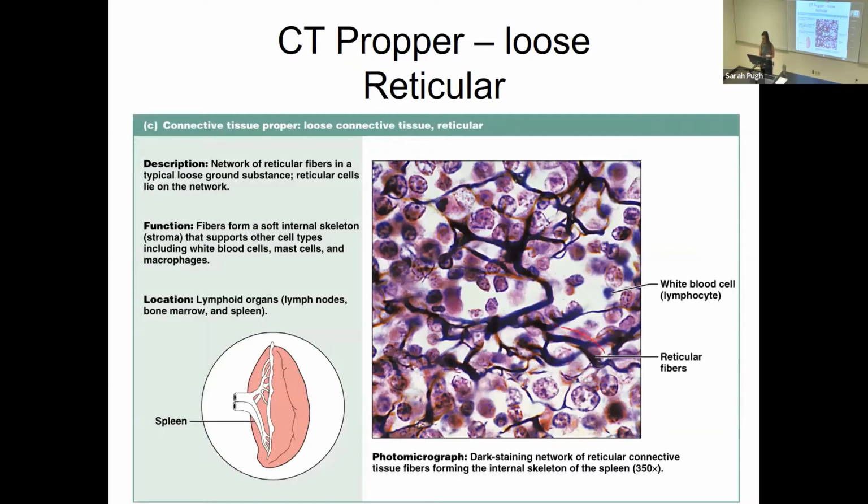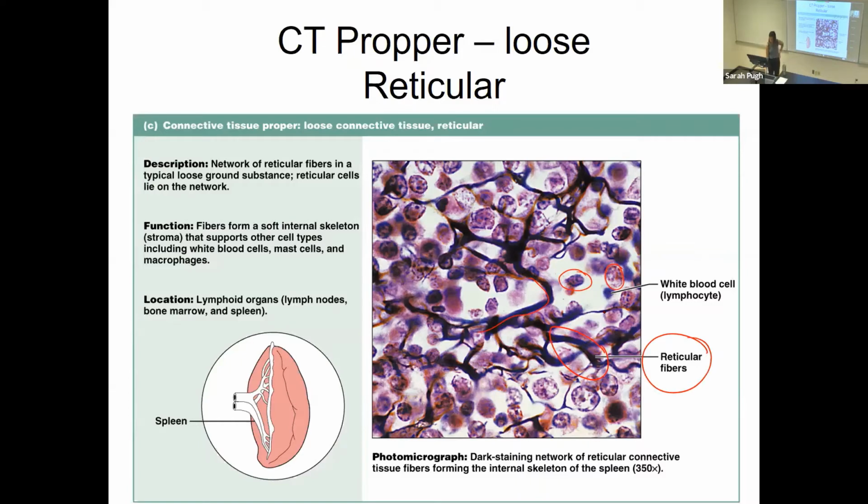And so you can see in black, these sort of black strings that are thick. Those are reticular fibers. And then you can see those fibroblasts. You can see the fibroblast nuclei. You can also see some white blood cells in there.